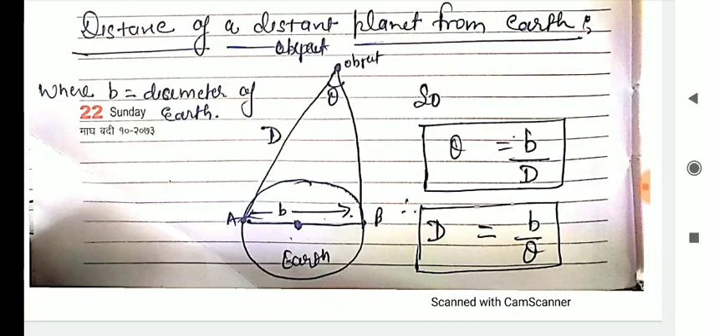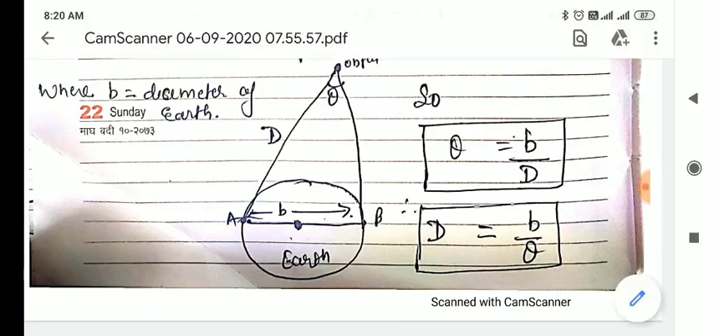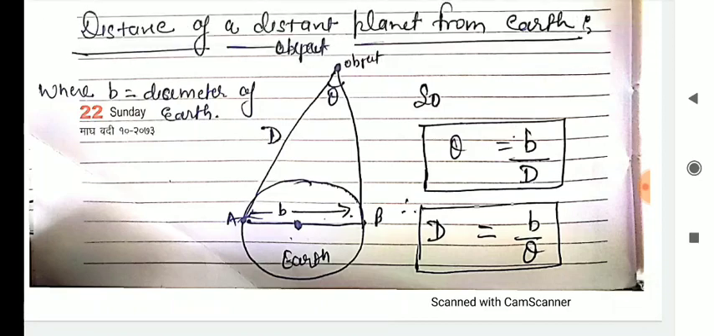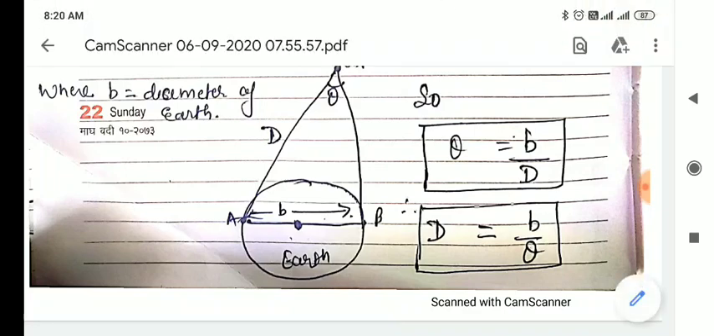Now how will we calculate this distance? This will be treated as the diameter of the Earth. Now what distance do we have to calculate? We have to calculate the distance D by using this method. This distance D will be the distance of the Earth from the planet, or the distance of the planet from the Earth. Now how will we calculate it?